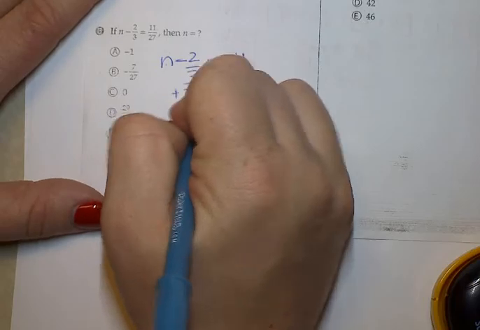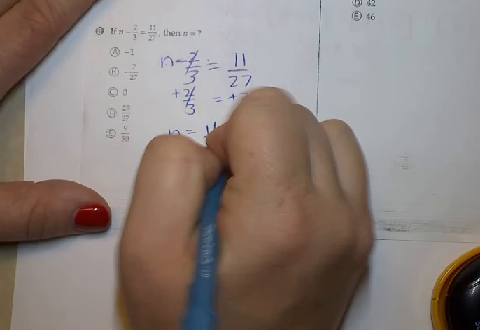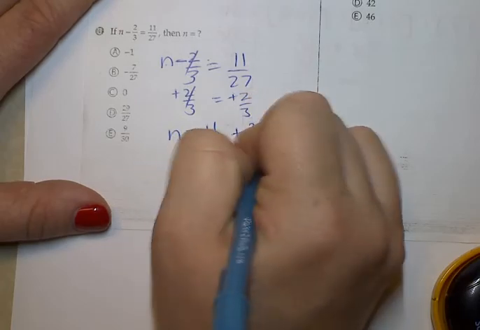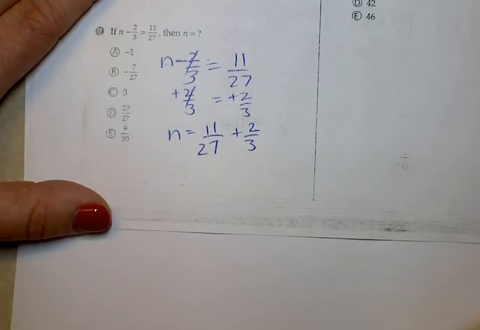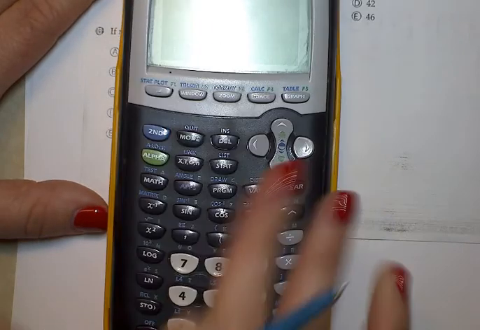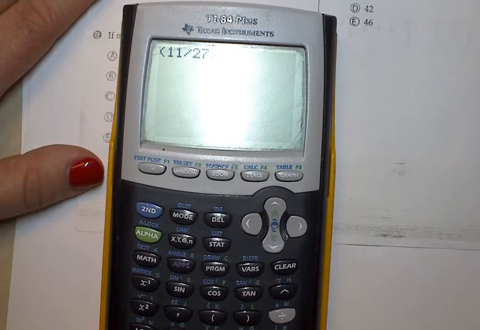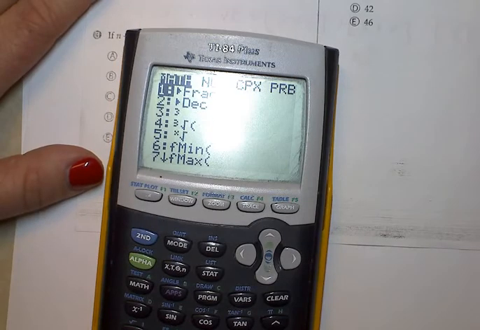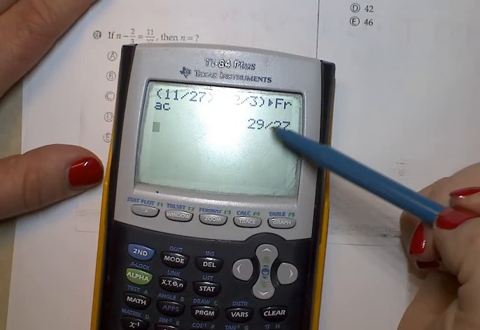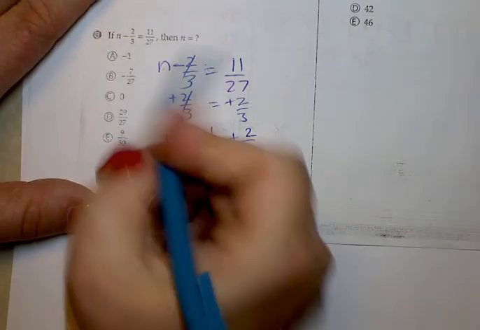Now, I don't want you to have to spend time figuring out how to get a common denominator, so we're going to plug this into the calculator. 11 over 27 plus 2/3, in parentheses. And I'm going to hit math, fraction, enter, enter. By doing so, it gives me a reduced fraction of 29 over 27. 29 over 27 is choice D.